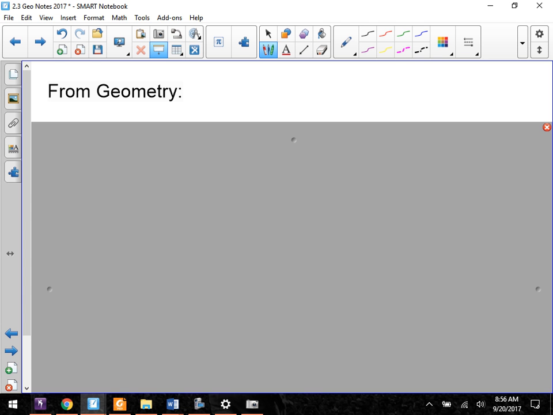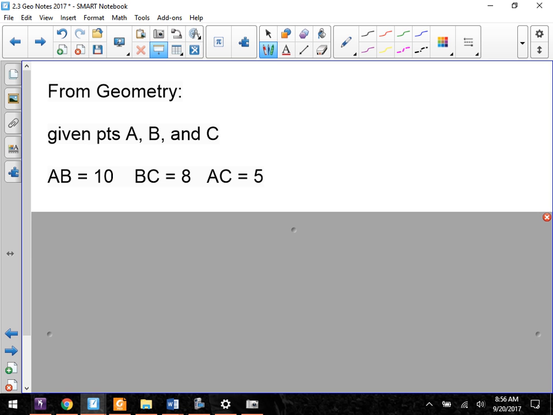Alright, same idea happens when you can take crazy things and you can bring it back to geometry. For example, given points A, B, and C, if you know that AB is 10, BC is 8, AC is 5, what's some conjecture you can come up with?